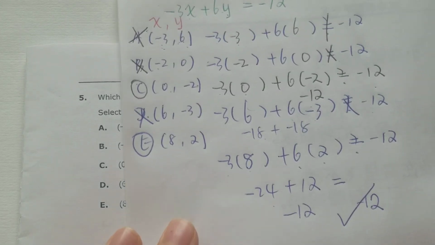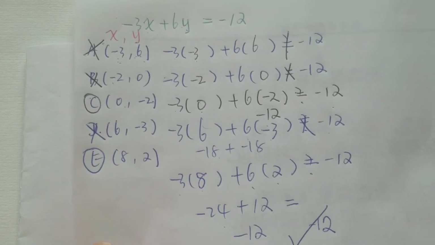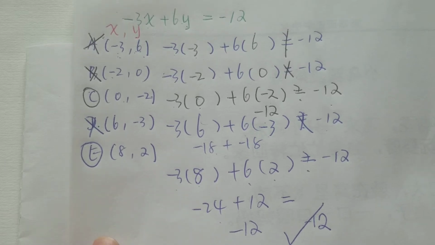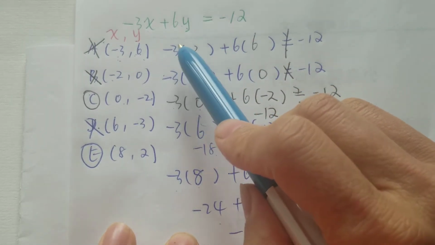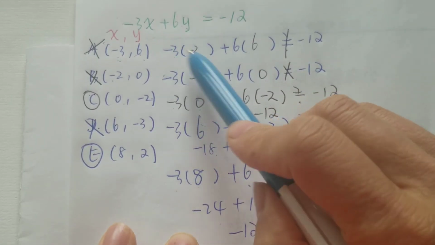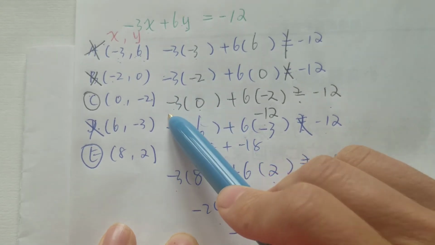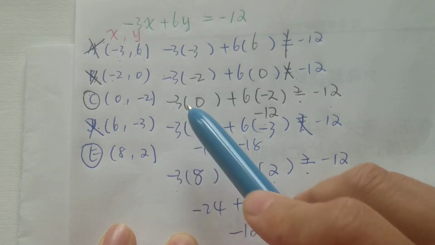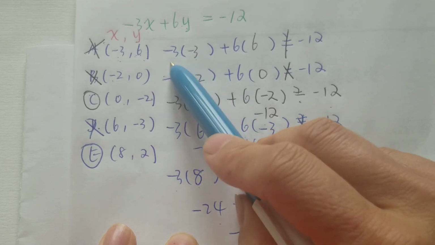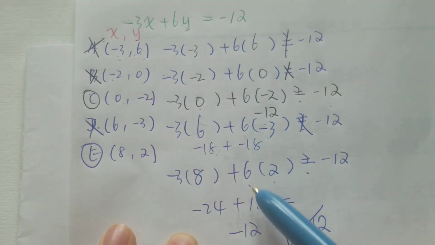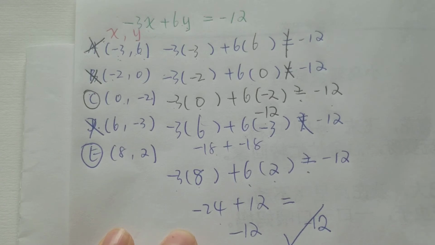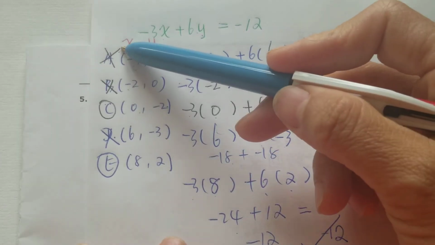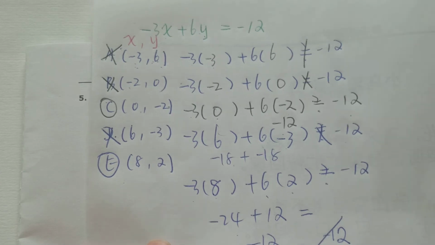So this is a very simple question. However, keep this in mind. This is on the non-calculator section, which means you need to know the multiplication of integers with different signs: positive times negative, negative times positive, negative times negative, and how to add them together. Again, for this question, you need to check all those given points.